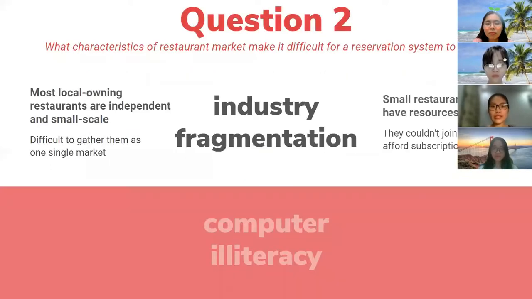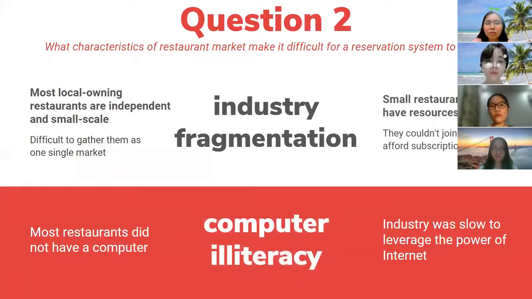What characteristics of the restaurant market make it difficult for a reservation system to work? There are two reasons. The first reason is industry fragmentation. There are many locally owned restaurants, and most of them are independent and small-scale. So it is difficult for OpenTable to gather these individual businesses under one single market. Moreover, small restaurants normally did not have spare resources to join the network and could not afford the monthly subscription fee of $249.